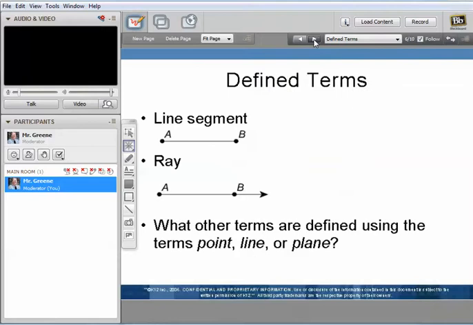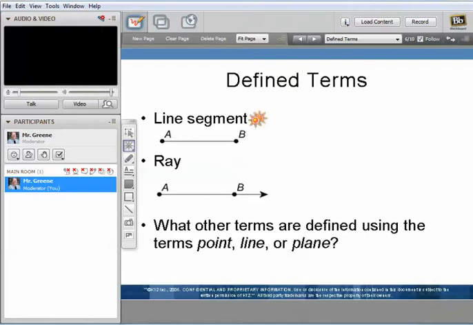Okay? So, what are some defined terms, Mr. Green? Well, a line segment is a defined term. What do I mean by defined? Well, if I take a line and I identify 2 points on that line, and everything in between those 2 points is called a line segment. It is defined that way. We know what it is. Line, we know it just exists. Well, if I put 2 points on that line, then I know that it is a line segment.